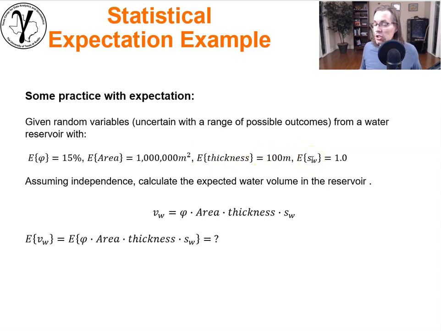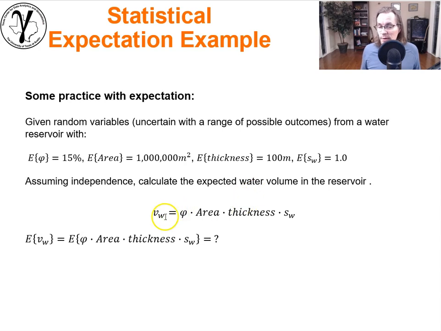And the saturation, well, we're just going to say it's 1.0. Probably that should have been a constant. And it's water. There's no other phase here. It's all water. Okay, so we need to calculate the expected water volume, because we need that for some type of decision making with regard to this water reservoir, what's going on with it.